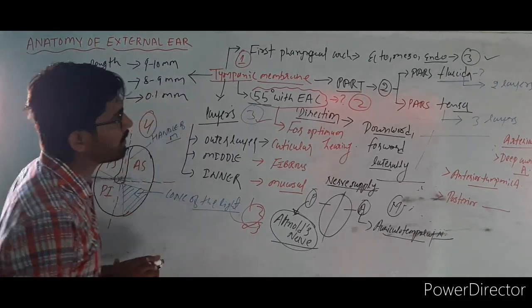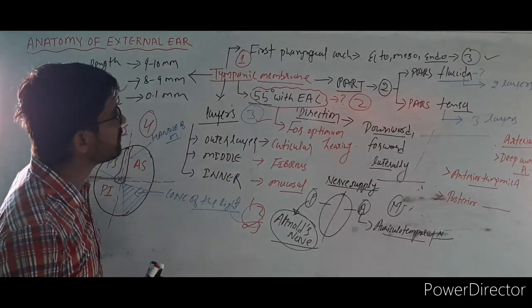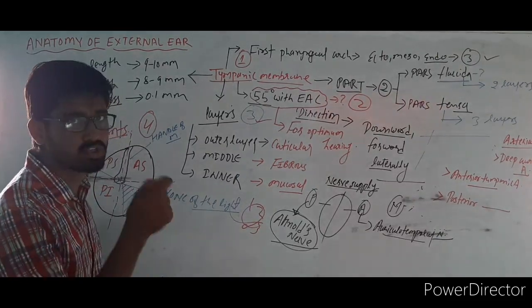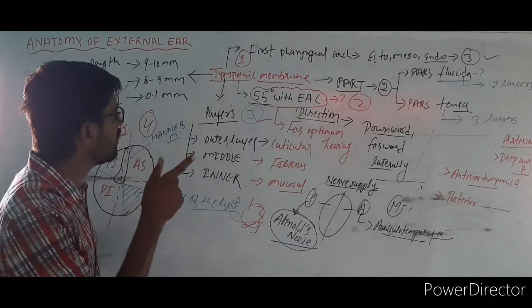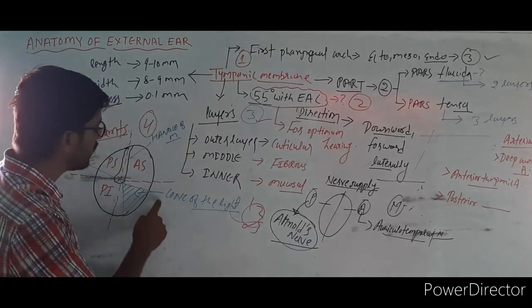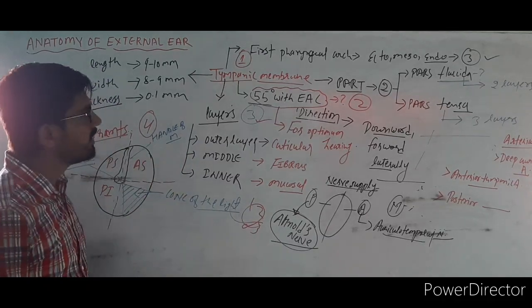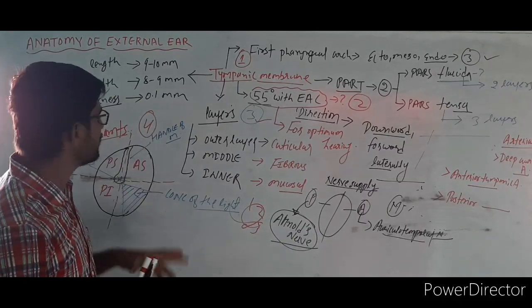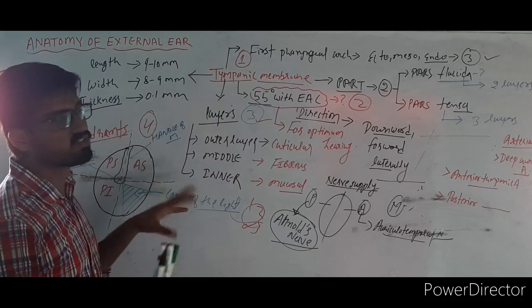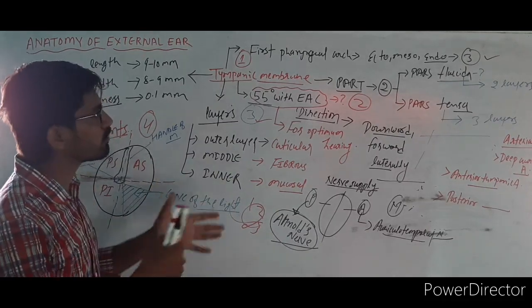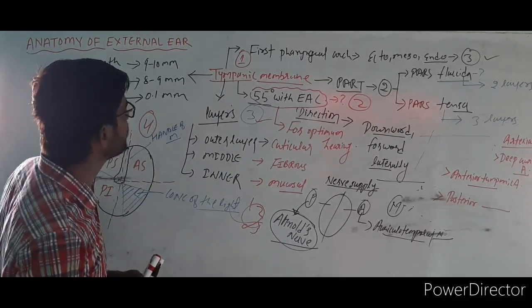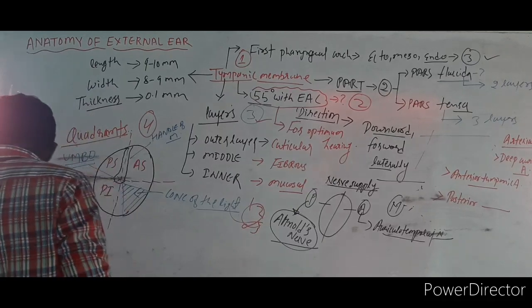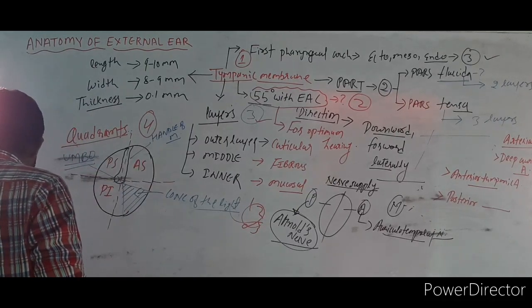During the examination of the tympanic membrane, we use the otoscope and we have to see the structures. This is the tympanic membrane, so the cone of light will be seen, and the lateral process of the malleus is also seen. The ossicles we will discuss in the middle ear. I think this tympanic membrane is more than enough.